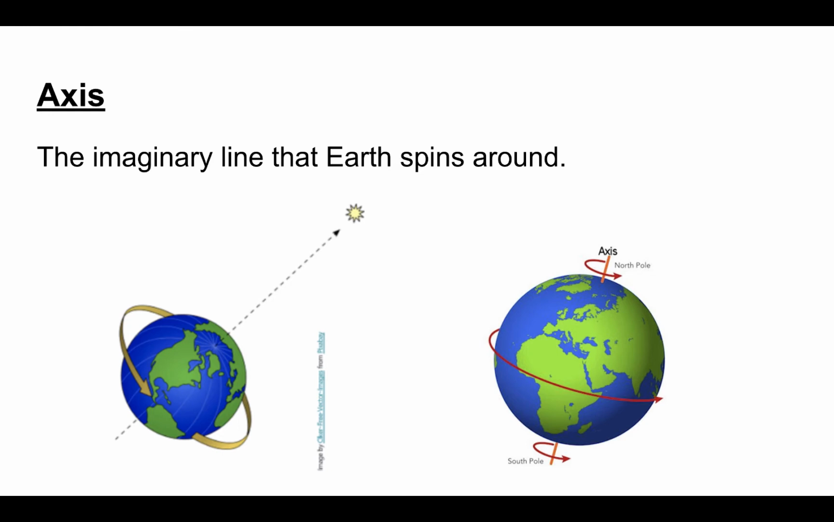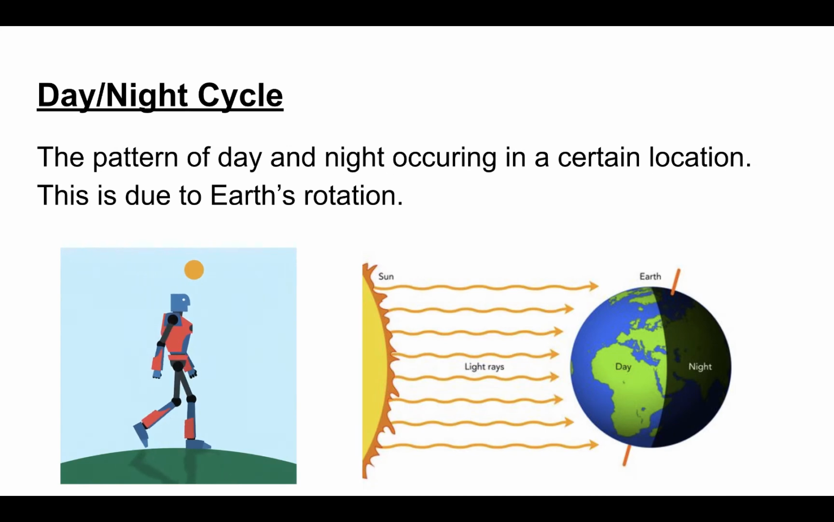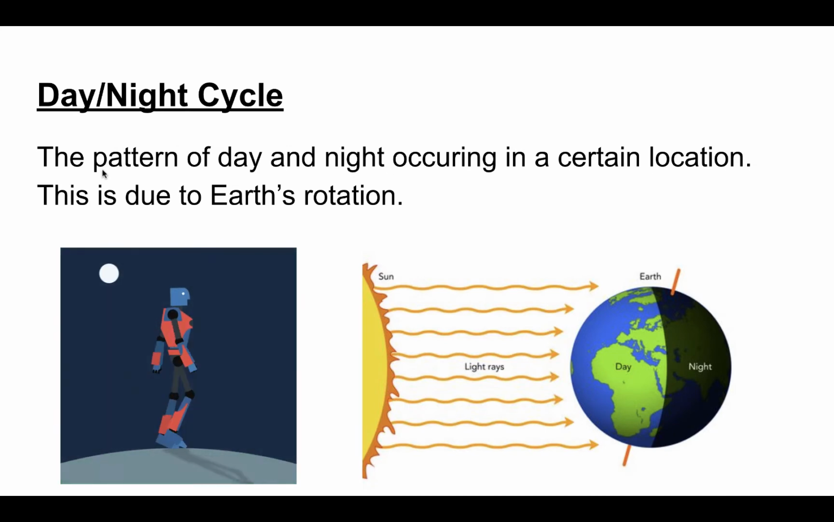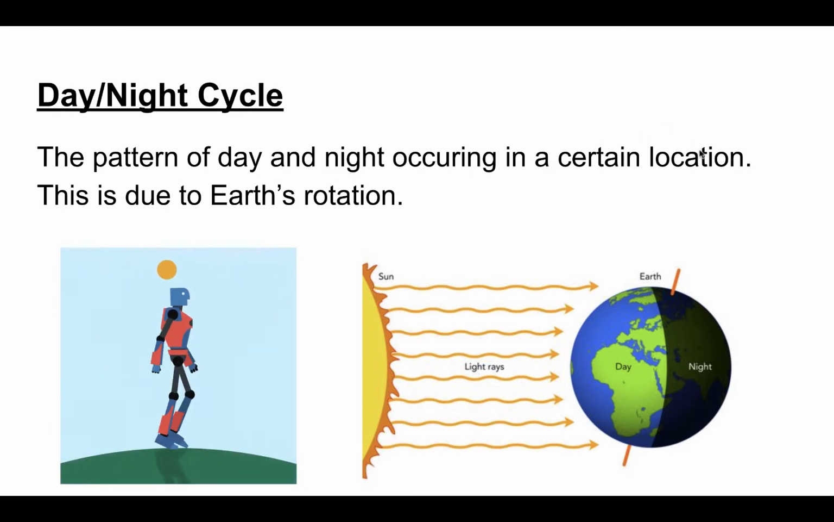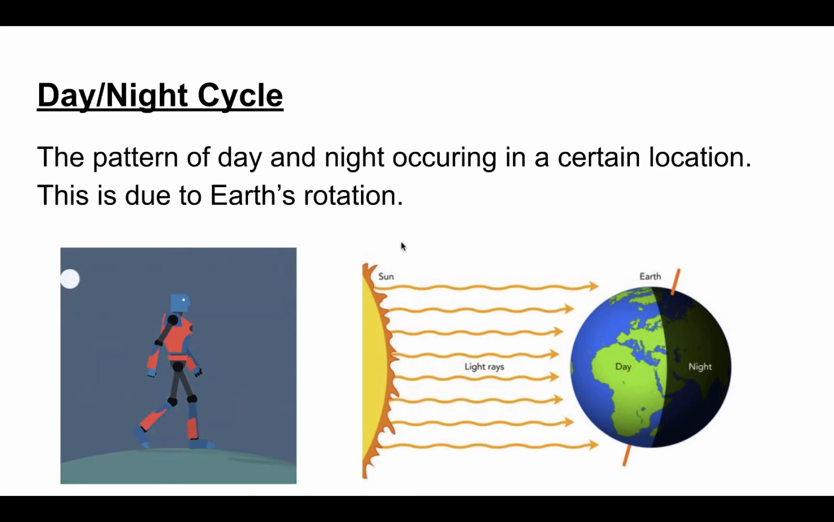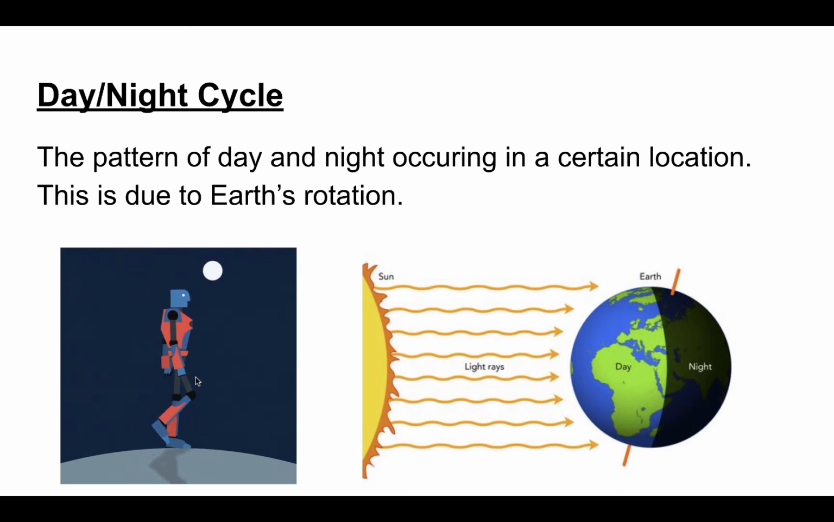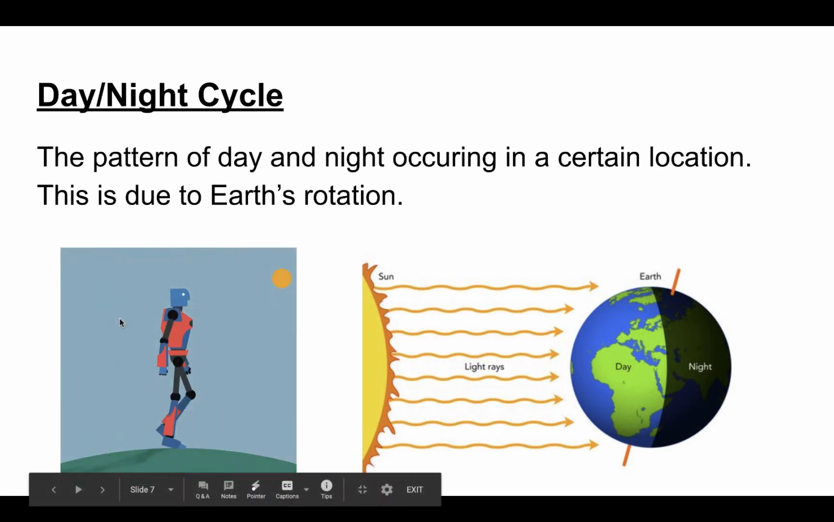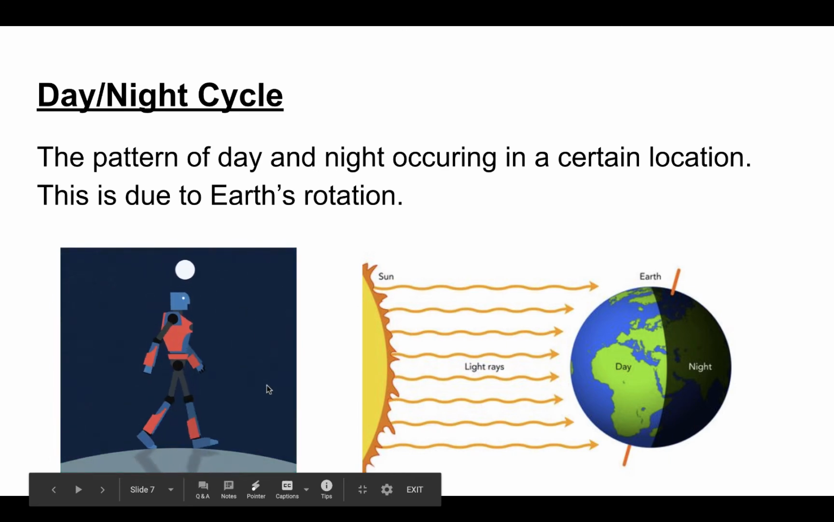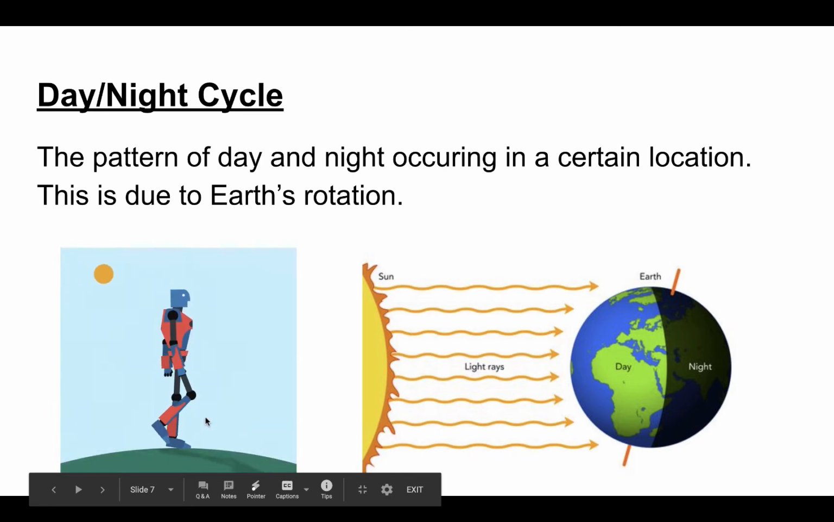All right, let's go. Day and night cycle. The day and night cycle is the pattern of day and night occurring in a certain location. This is due to Earth's rotation. Right here, we can see the day and night cycle happening to this little robot. He's walking around, and over time, night passes and day passes.